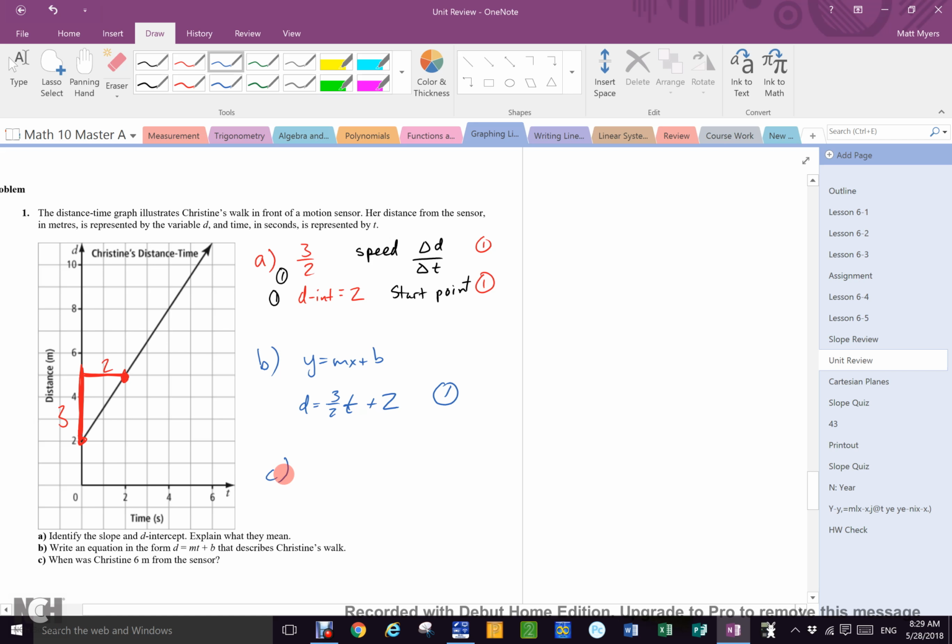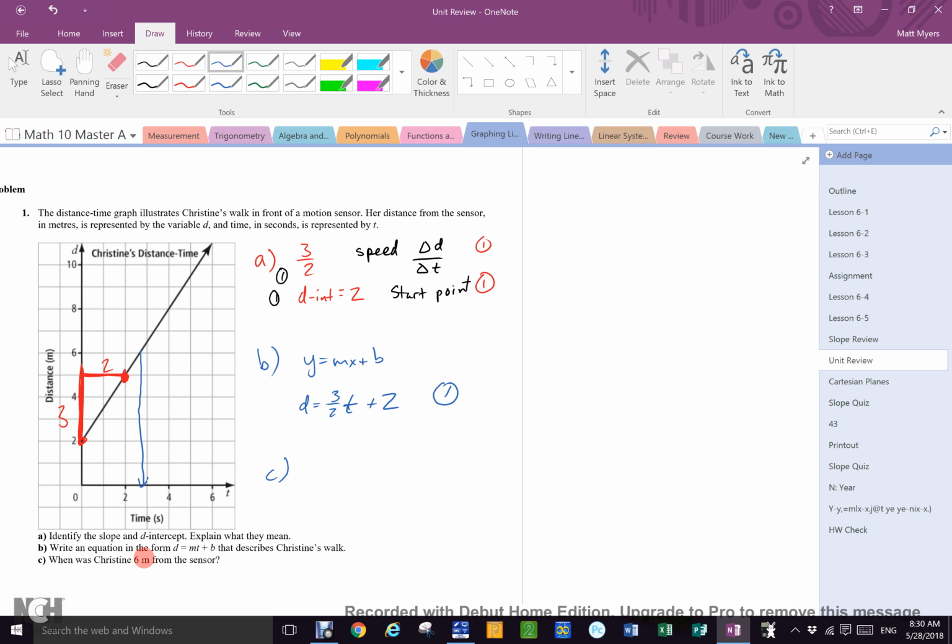And C, when was she 6 meters from the sensor? 6. Go out here. Go down. Does that give you an exact answer? No. The best you can do there is a guess. I would give you 1 point for it still. How do I get a better answer for C? What can I do with that 6 to get a perfect answer?